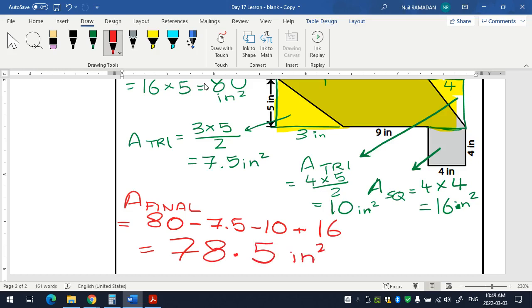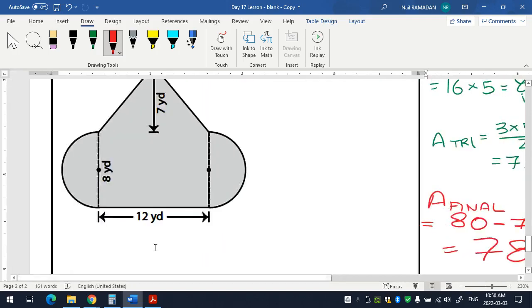Okay, let me do one more shape. I just want to finish as many as I can with you guys. Okay, let's do one more shape. Do you think this is too difficult? Or could it be assigned as homework? Everyone?